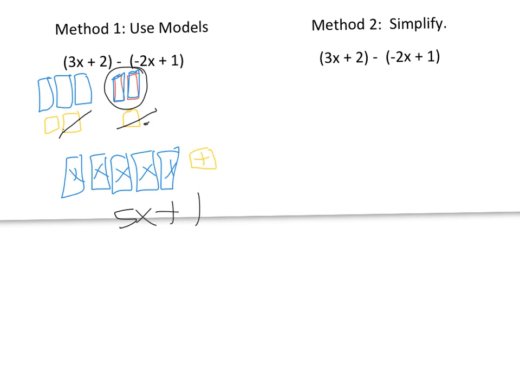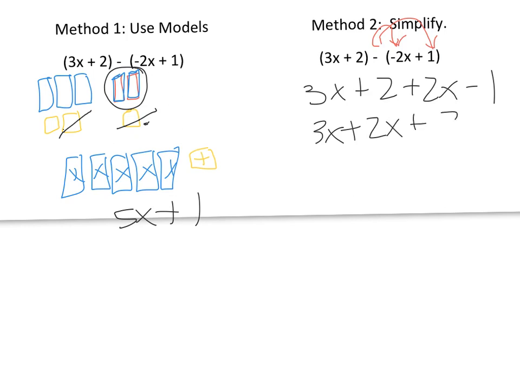Now another way of doing this is the simplifying method. So again, I can use the distributive property by distributing the negative to the second parentheses. And I have 3x plus 2. And then I'm going to have a positive 2x minus 1. And I rearrange to put my like terms together. And I end up with 3x plus 2x, which is 5x. And then 2 minus 1, which is positive 1. And so my final answer is 5x plus 1.